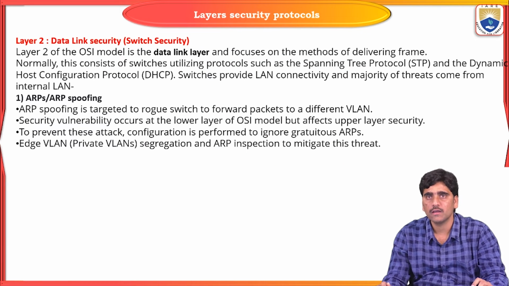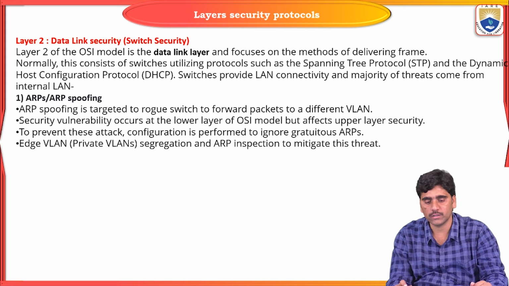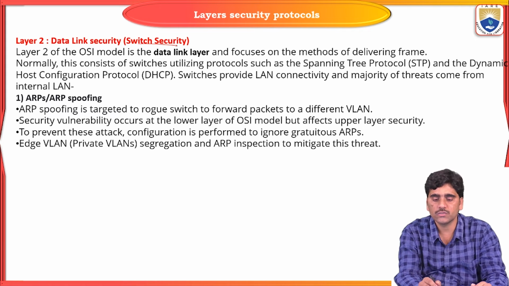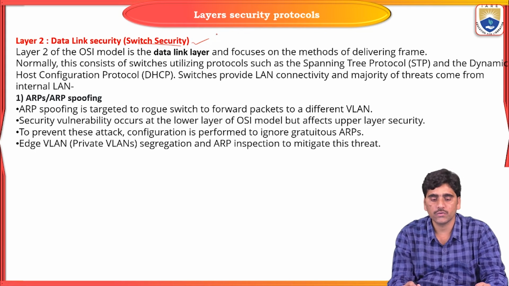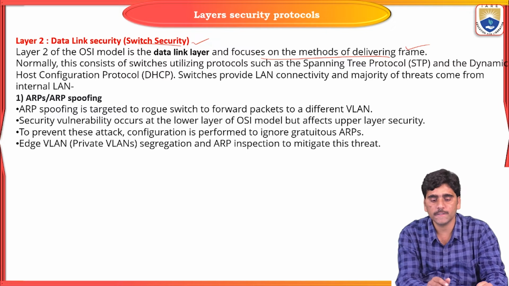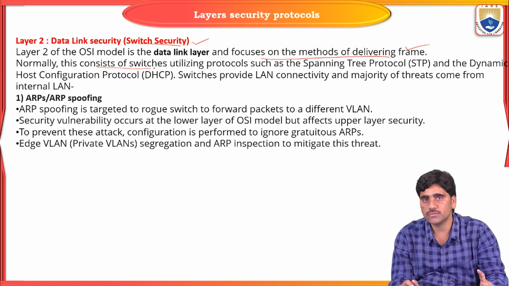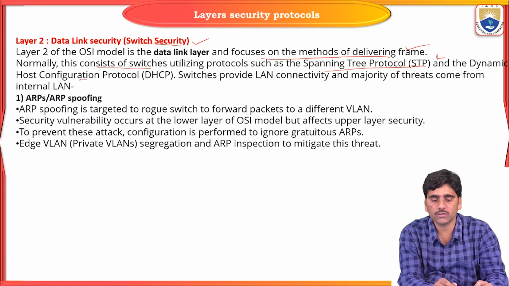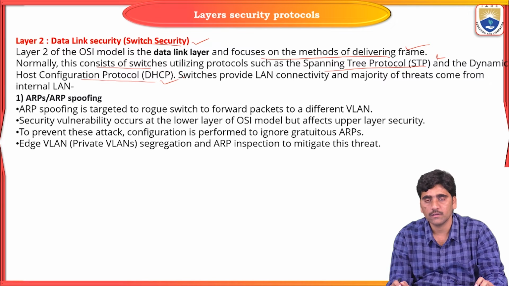And the second one is data link layer security, also called switch security. This layer focuses on the methods of delivering frames. Normally it consists of switches utilizing protocols such as the Spanning Tree Protocol (STP) and the Dynamic Host Configuration Protocol (DHCP).